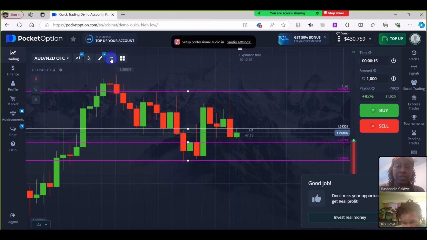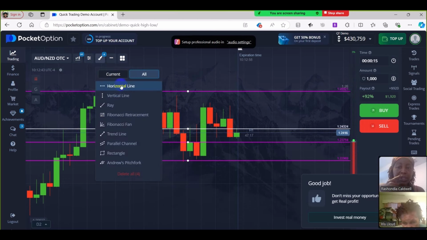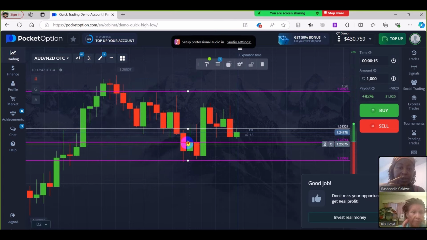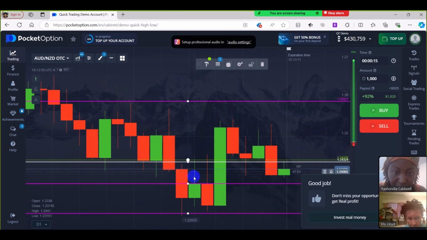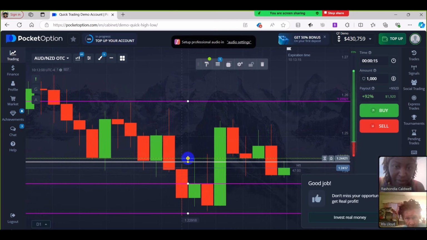So what you can put in is another line right here. Right here, this candle came right here. That candle came right there.